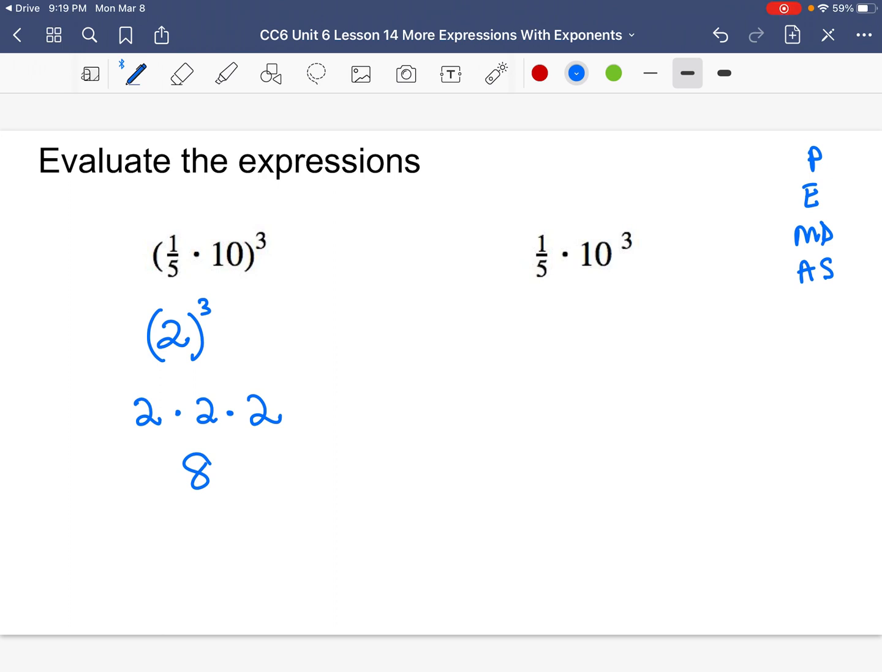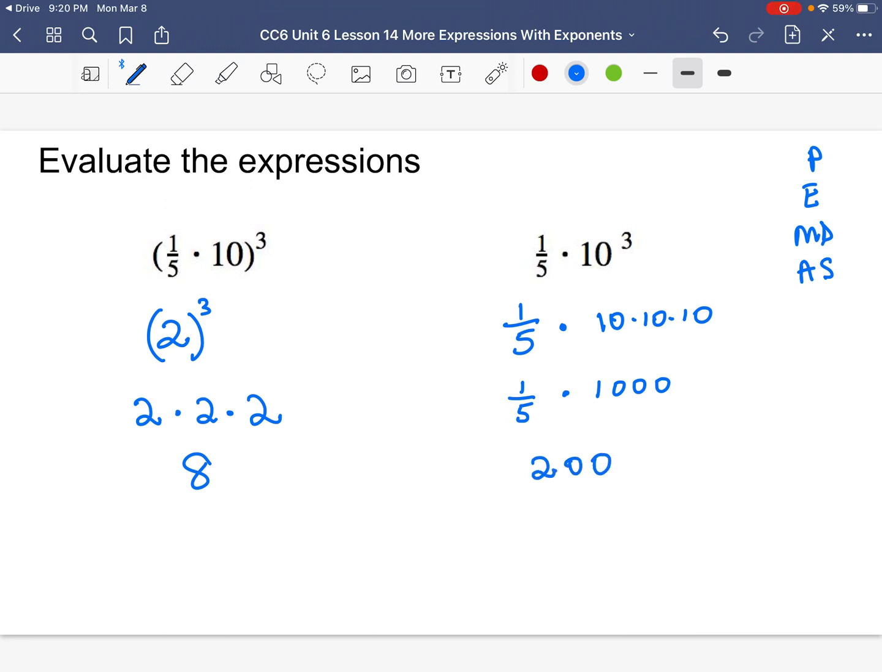Let's look at the other expression. Again, we've got 1/5 times 10, but this time they're not in parentheses. So the first thing we have to do is the exponent because there's no parentheses. So we have 1/5 times 10 cubed, which is 10 times 10 times 10, which is 1/5 of 1,000. And 1/5 of 1,000 is the same as 1,000 divided by 5, which is 200.